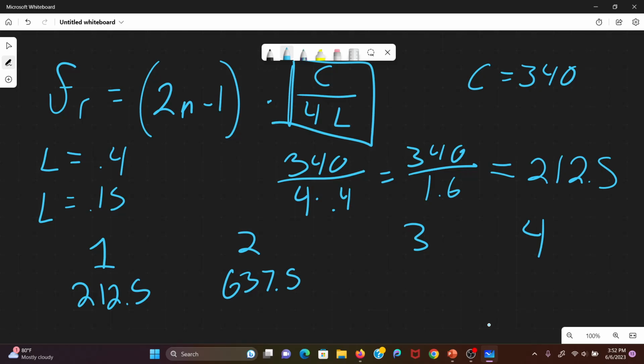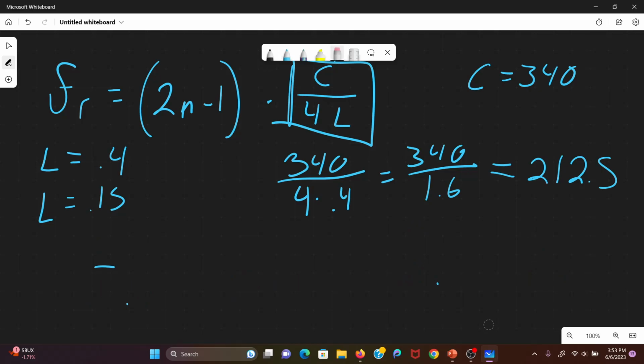The third resonant harmonic is going to be 2 times 3, which is 6, minus 1, which is 5. And 5 times 212.5 is 1062.5. And then the fourth one is 2 times 4, which is 8, minus 1, which is 7. 7 times 212.5 is 1487.5. So there's your new harmonics, if your length was 0.4. But now let's go through and figure out if your length was 0.15.